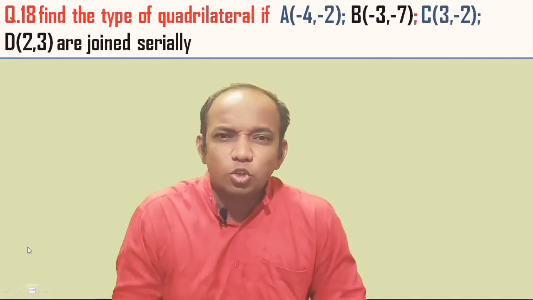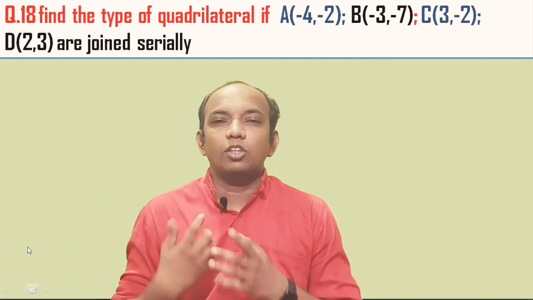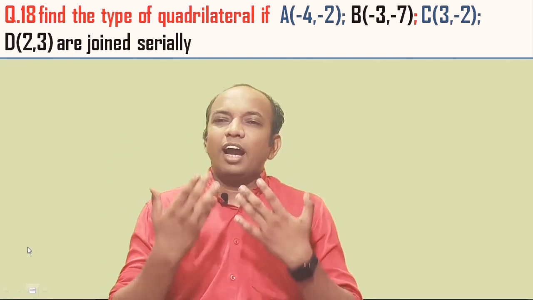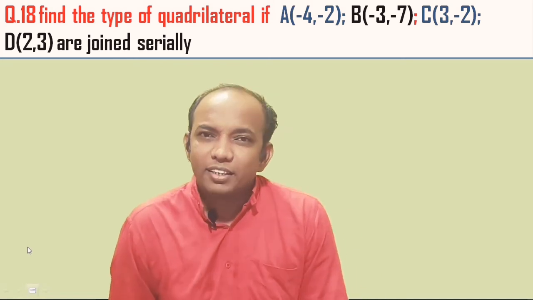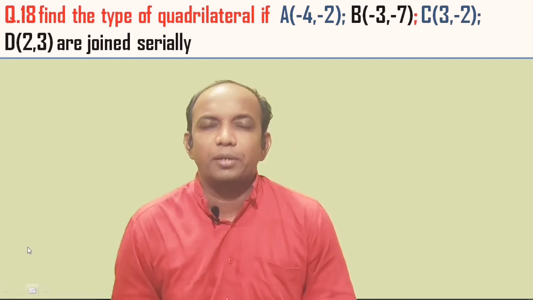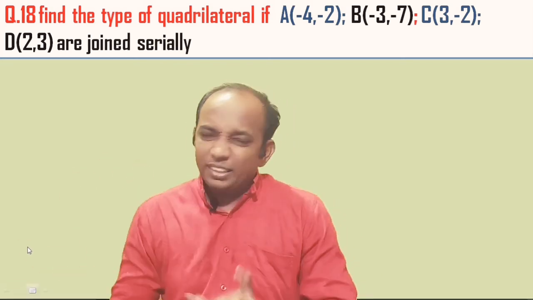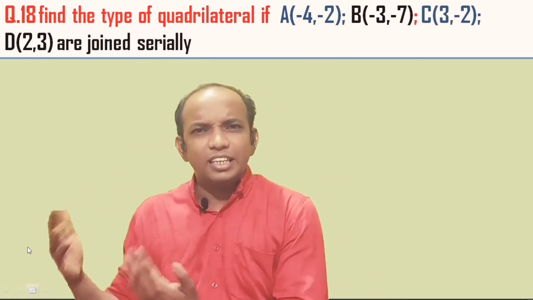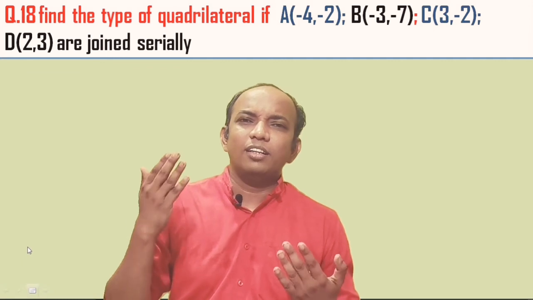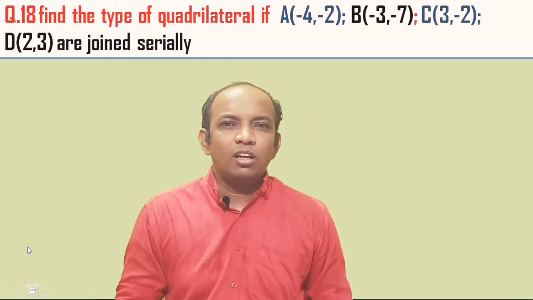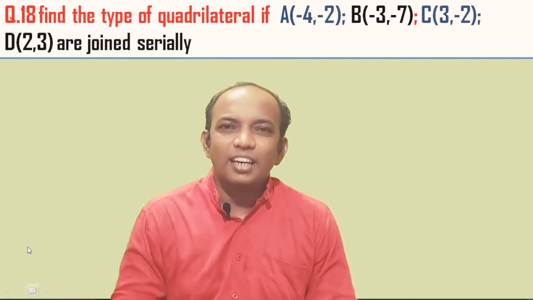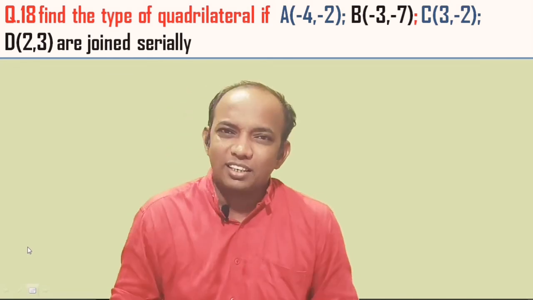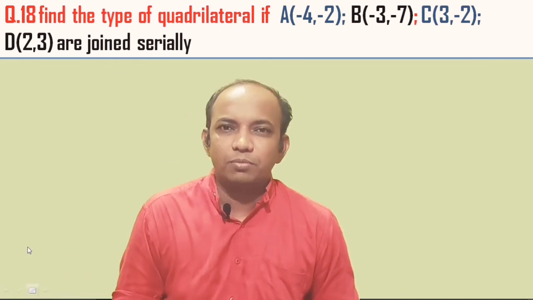Students, this is the 18th question of the problem set. The question says 4 points are again given to us and I need to prove what type of quadrilateral these points make if they are joined serially. Same thing, the 4 sides will be AB, BC, CD and AD. I'm going to find their lengths by using the distance formula, and by observing their lengths we have to decide what type of quadrilateral is made by these coordinates.